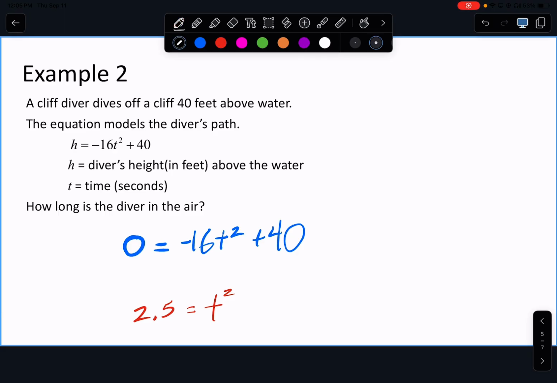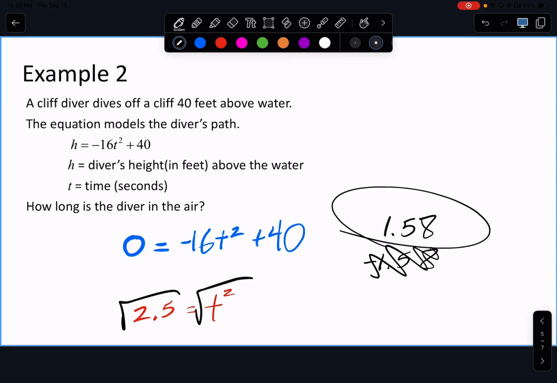So when we type this into our calculators, we can get one of 2 answers, right? What's the first one that we get? 1.58. Okay, or it could be negative, right? Because it's a square root. Now, in this case, which one doesn't make sense? The negative, right? We can't have negative time. Okay, that's going to come up today a little bit more. We can't have negative time, so it's 1.58 seconds is how long this cliff jumper's in the air.